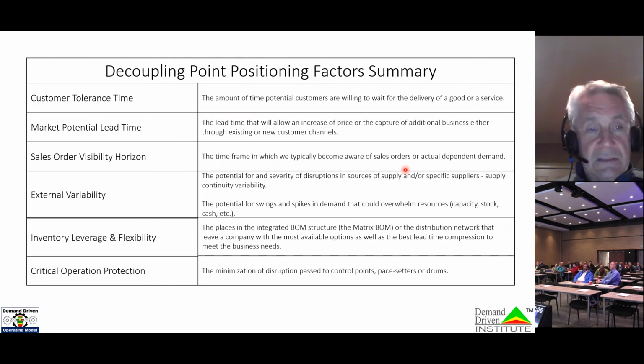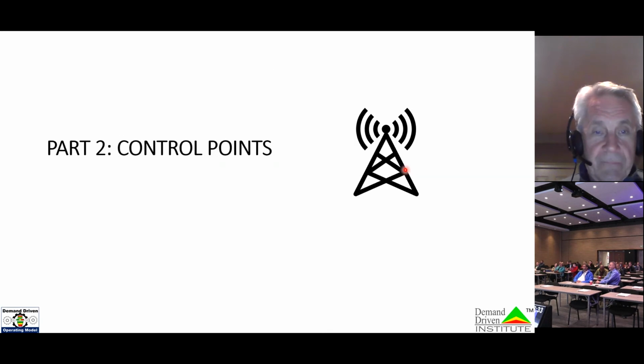Other considerations may be market potential lead time. Can we gain a competitive advantage if we further collapse our lead times, and is it worth the investment of further stock positions that we want to have? Also, if we have very limited sales order visibility, the more we need a DDMRP type model. External variability, inventory leverage, and flexibility, there's a number of factors. We're not going to go into a lot of detail on these today, but this is a strategic part of the thinking when you implement DDMRP to gain control of your system.